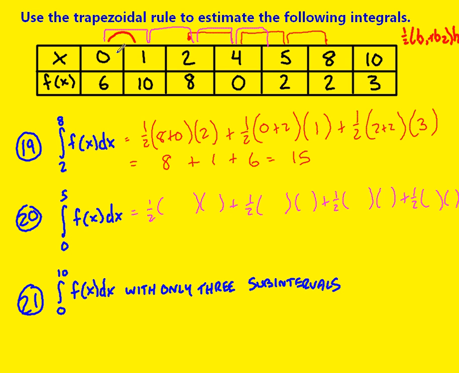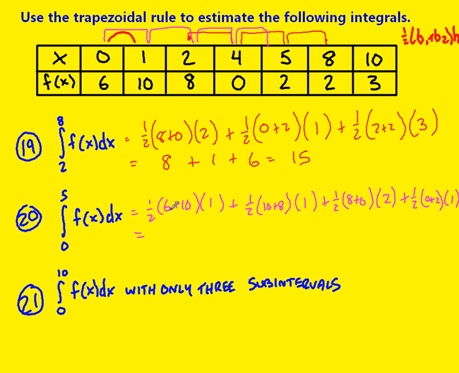For the first one, my height will be 1, because that's the difference from 0 to 1, and I have 6 plus 10 as my bases. For the second one, bases will be 10 and 8. My height from 1 to 2 is, again, just 1. For the next one, my bases are 8 and 0 with a height of 2. And for the last one, my bases are 0 and 2 with a height of 1, because 4 to 5 gives you a height of 1.